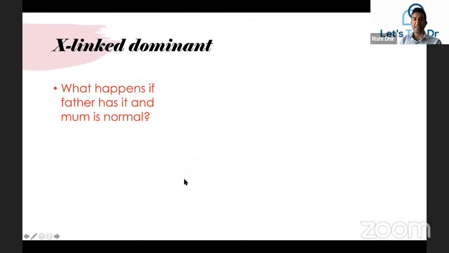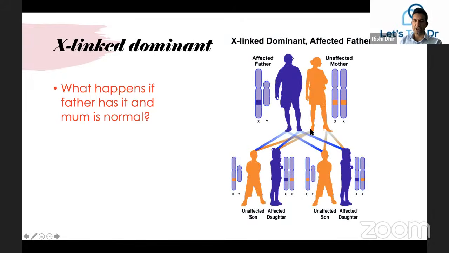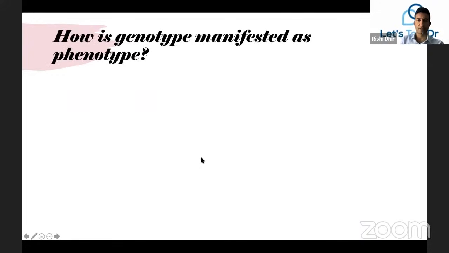And what happens if the father has X-linked dominant and the mum is normal? In this case, if the father has it, unfortunately, all of the daughters will be affected and none of the sons. And that's because the sons will get the Y from the dad and the normal X from the mum, but the daughters have to get an X from their dad. So they will always get the diseased one. And because it's dominant, they cannot mask it, okay? So X-linked dominant affects all of the girls, but none of the boys.